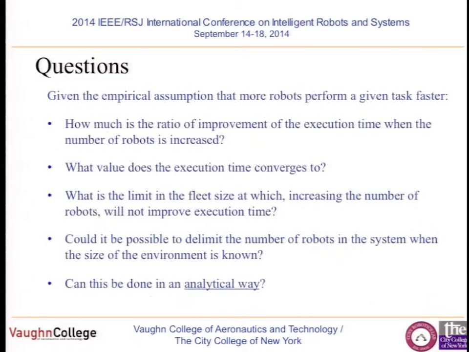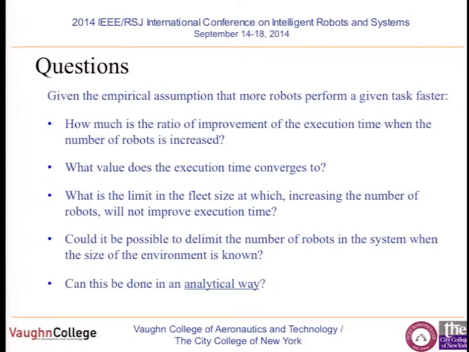The discussion came about because there is this empirical assumption that more robots is going to help, or is going to do any task that you assign to them faster. So when we were doing this work, we came up with these questions. How much faster is it going to be? What is going to be the ratio of improvement of increasing the number of robots?